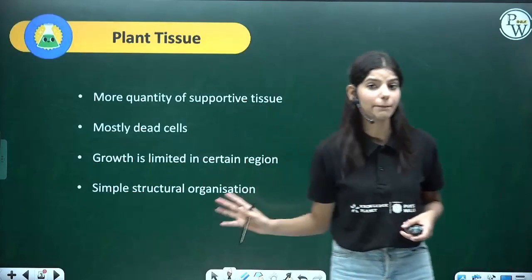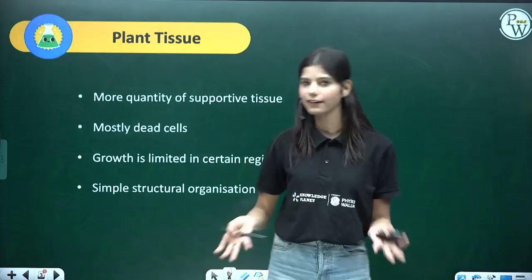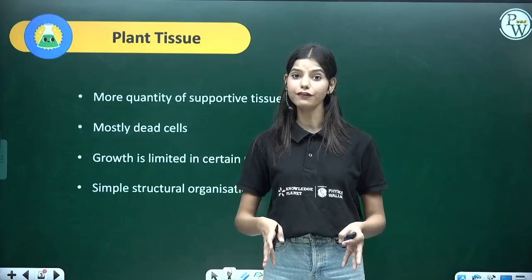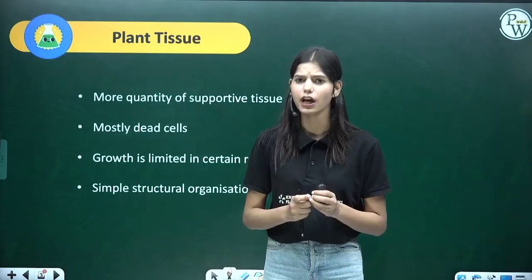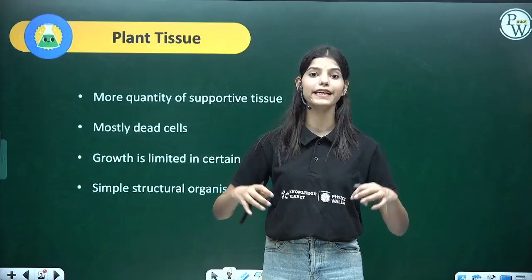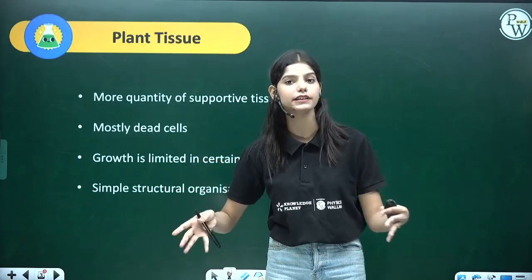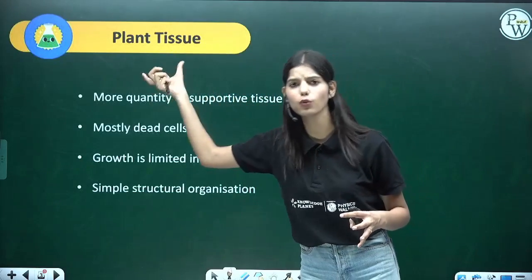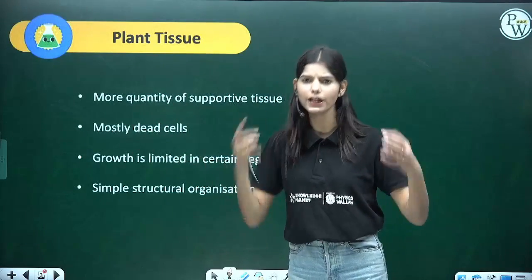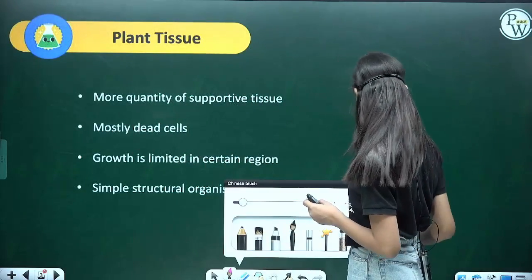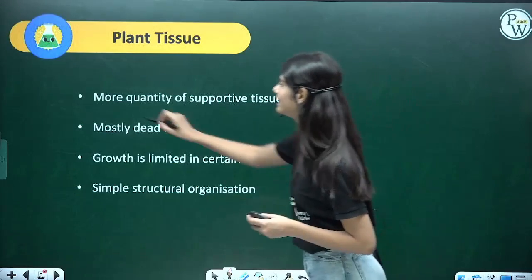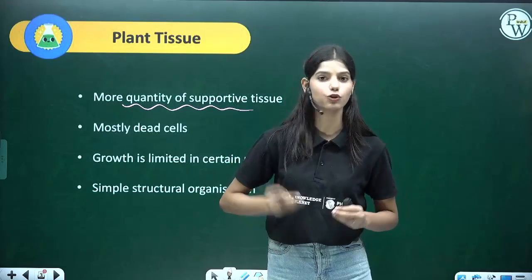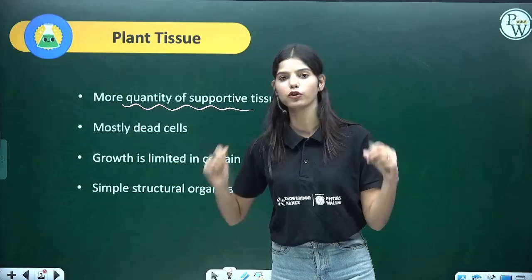Alright guys, now let's talk about the plant tissues. So we know plants are fixed, right? Have you seen any plants moving? No, plants are fixed. And that's why they need extra protection in order to protect themselves from the harsh climatic conditions or the other dangers in their surroundings. So basically guys, plants are fixed to one place, and that's why they need extra support, and hence they have this supportive tissue. Here you can see they have more quantity of supportive tissue. Why exactly? We know the reason. Because plants are fixed to one place, right? So they need more support, more protection.